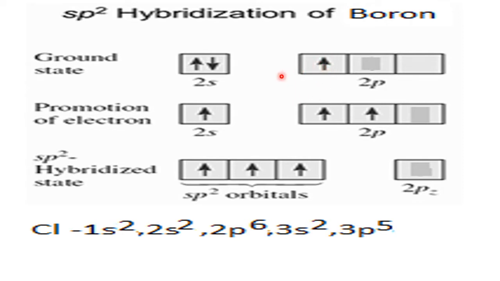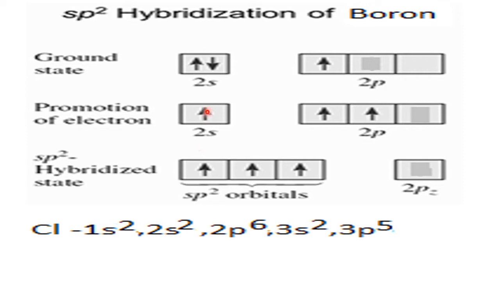For this purpose, we will promote one of the 2s electrons to an empty 2p orbital. So one of the 2s electrons will be promoted to one of the three orbitals of 2p. Now you can see this is normal, and this is after the promotion. Now three are unpaired.